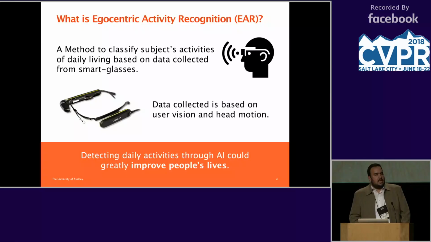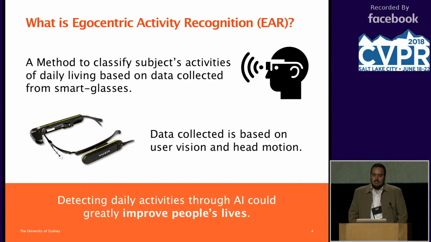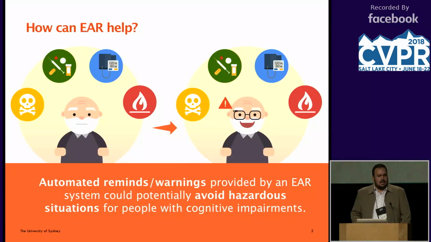That's where egocentric activity recognition comes into play. This is a method to classify subjects' activities of daily living, based on data collected from smart glasses. The data from those smart glasses is usually user vision and head motion. We've seen already that detecting daily activities can improve people's lives. In our case, we could provide automated reminders or warnings through the EAR system to potentially avoid any dangerous situation that people with some sort of cognitive impairments might have.